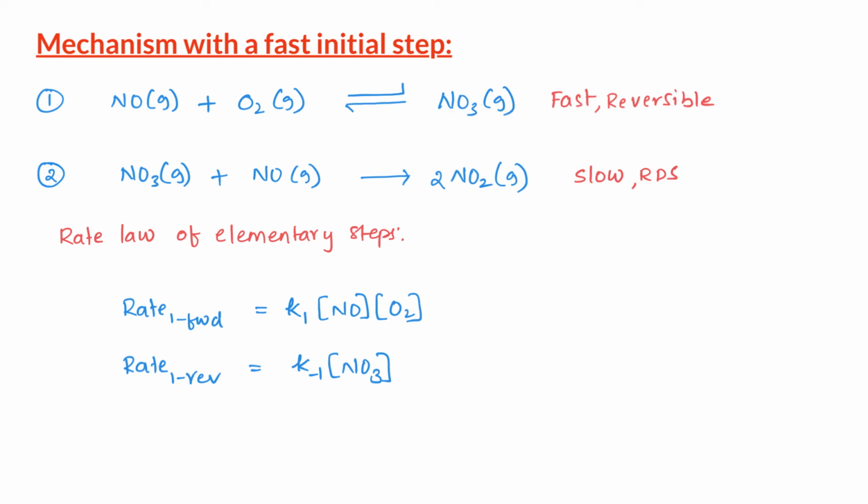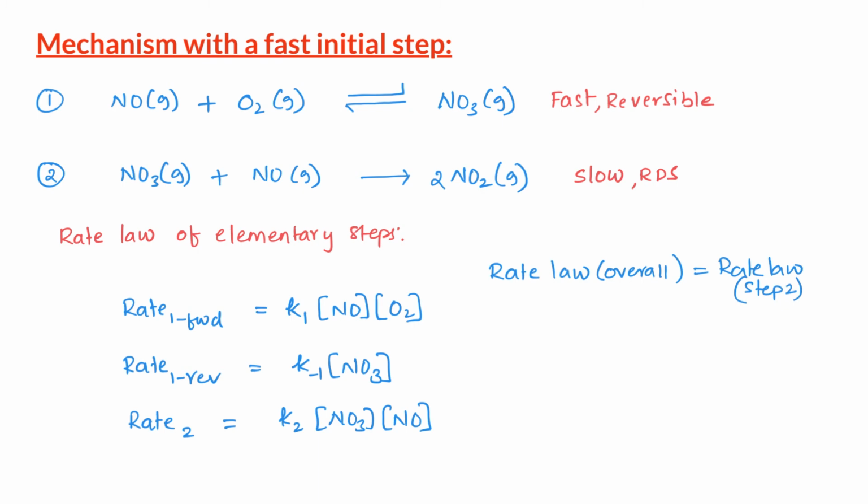Next, let us write down the rate law for step 2. Rate 2 is equal to K2 times the concentration of NO3 times the concentration of NO. Since the second step is the rate determining step, the rate law for the overall reaction should be same as the rate law of the second step. Let me write that down. Rate overall is equal to rate 2 is equal to K2 times concentration of NO3 times concentration of NO.